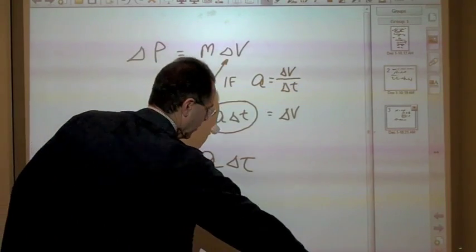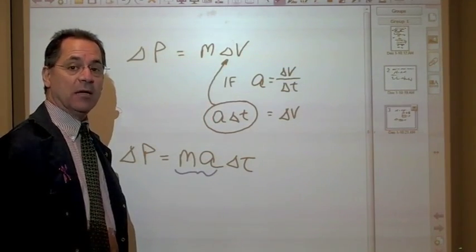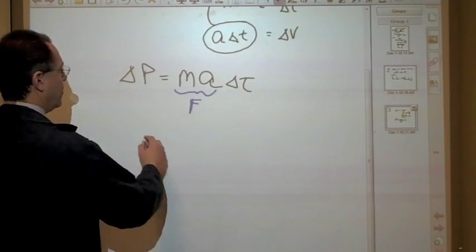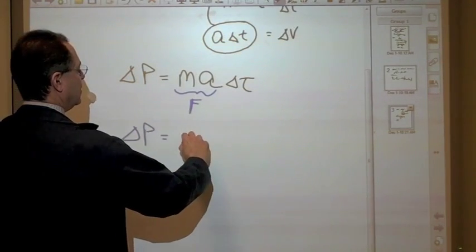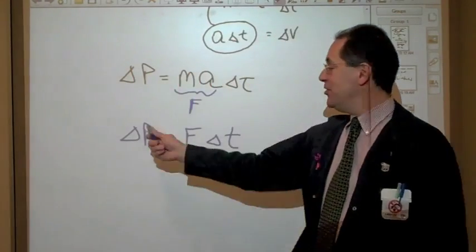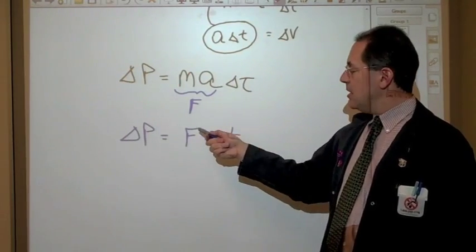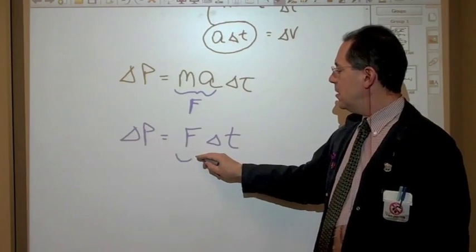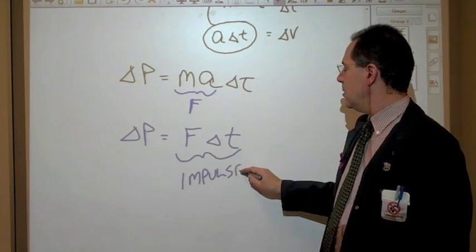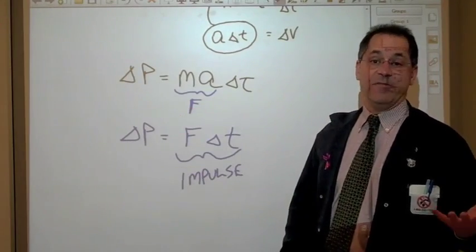Well, what is this right here? Newton's second law, F equals ma. This is force, isn't it? So rewriting change in momentum, I can say change in momentum is equal to force times the change in time, just like we said a minute ago. In order to change an object's momentum, you have to apply a force for a certain period of time. This product here is known as impulse. It's called impulse. Impulse causes momentum to change. That's the definition of an impulse.